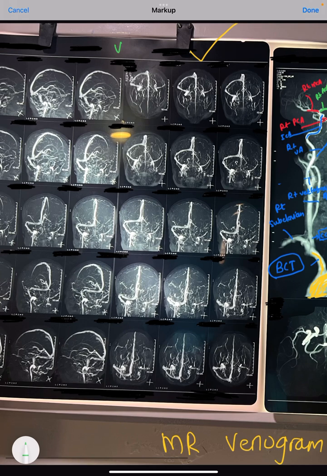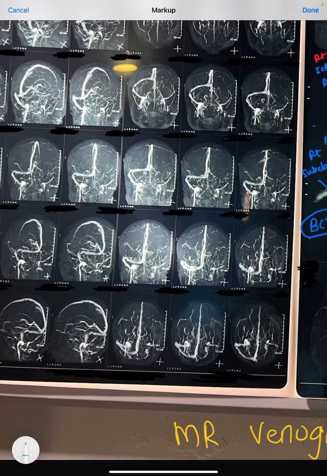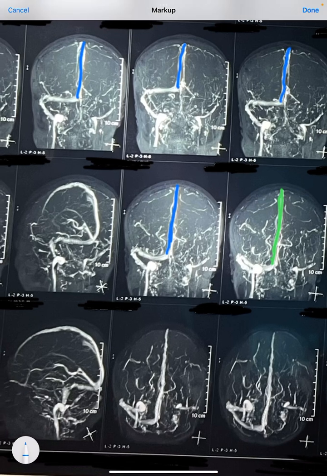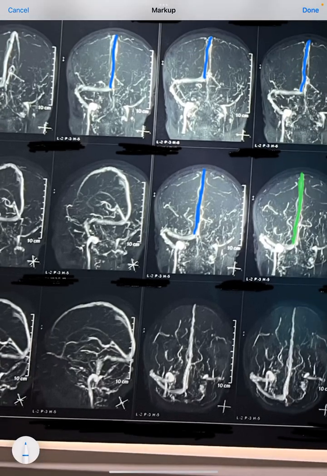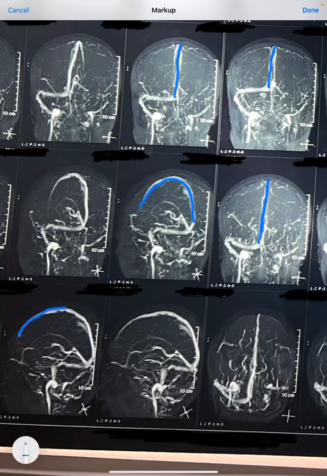Now this is the venogram. Why is this important? In this we see all the major cortical veins. In the center, the largest one is the superior sagittal sinus. This is the central vein in the middle. That is the reason why it is called superior, and it is in the middle, so it is called superior sagittal sinus. This is the same vein, that is the superior sagittal sinus, and this is its shape.